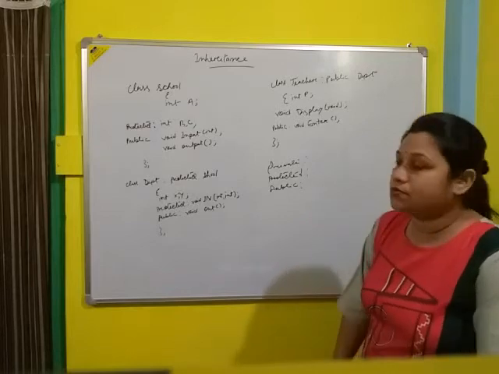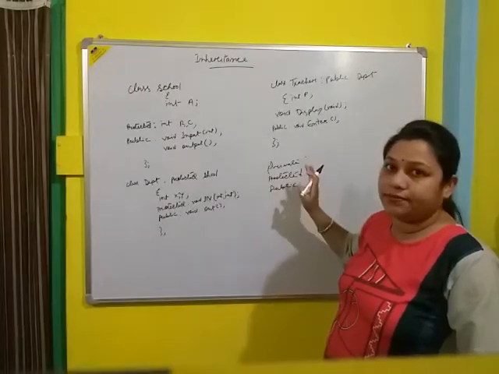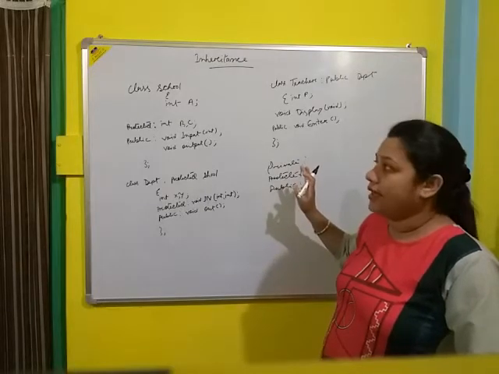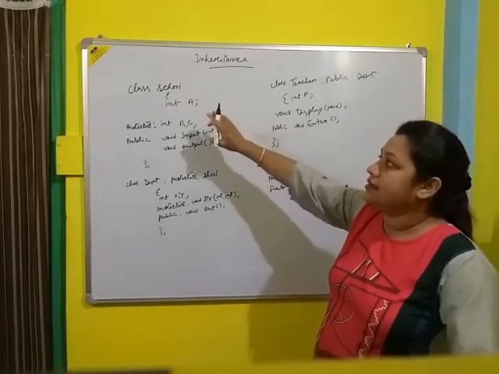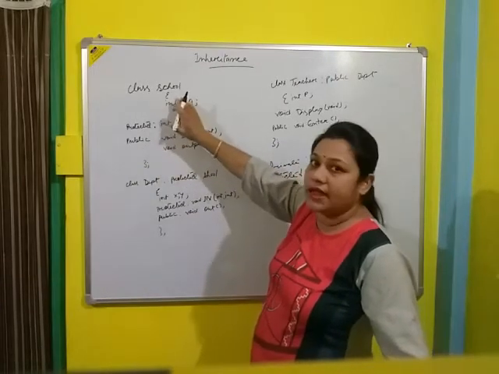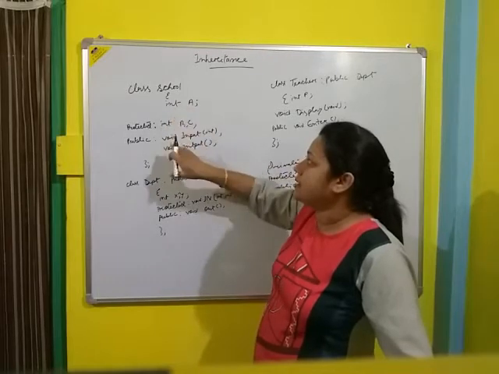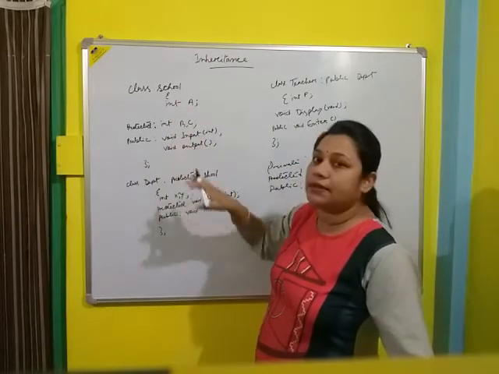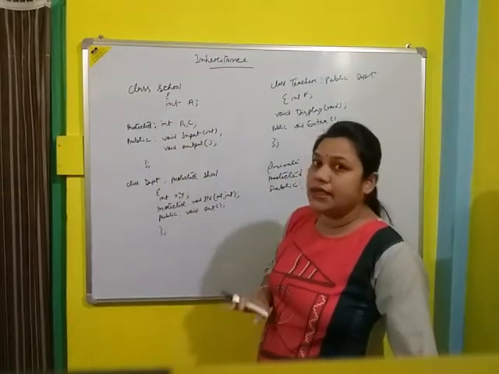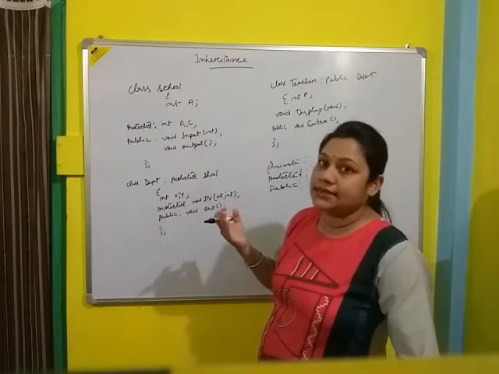Now look at this board, students. Here we have three classes. Okay, the first class is this class student. This is a standalone class, that means this class has its own data members and member functions. It is not going to inherit other classes.